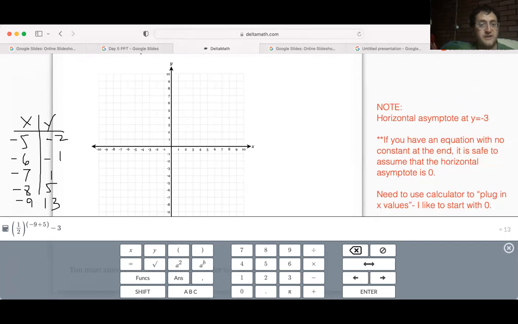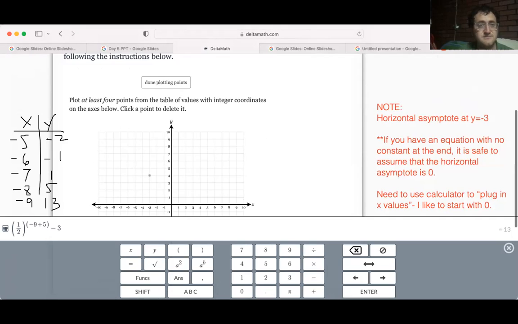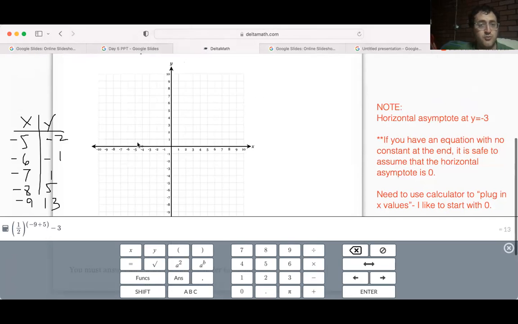And we're going to plot our points. And they want at least 4 points. So I'm going to go -5, -2, -6, -1, -7, -1, and then -8, 5.